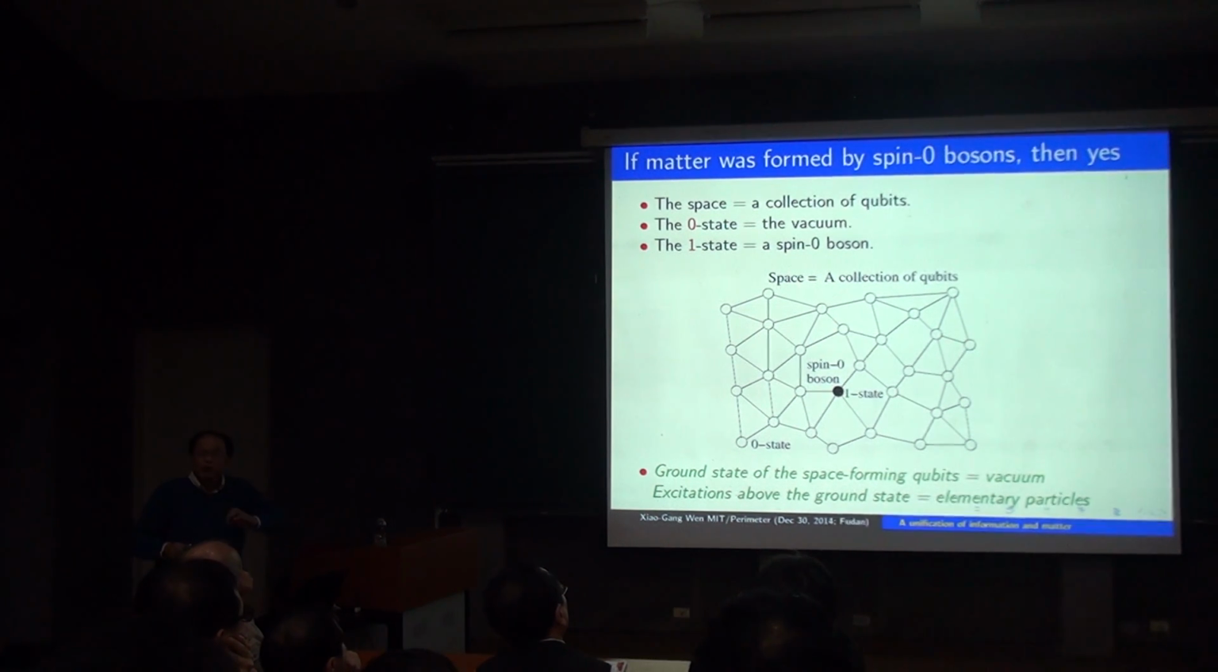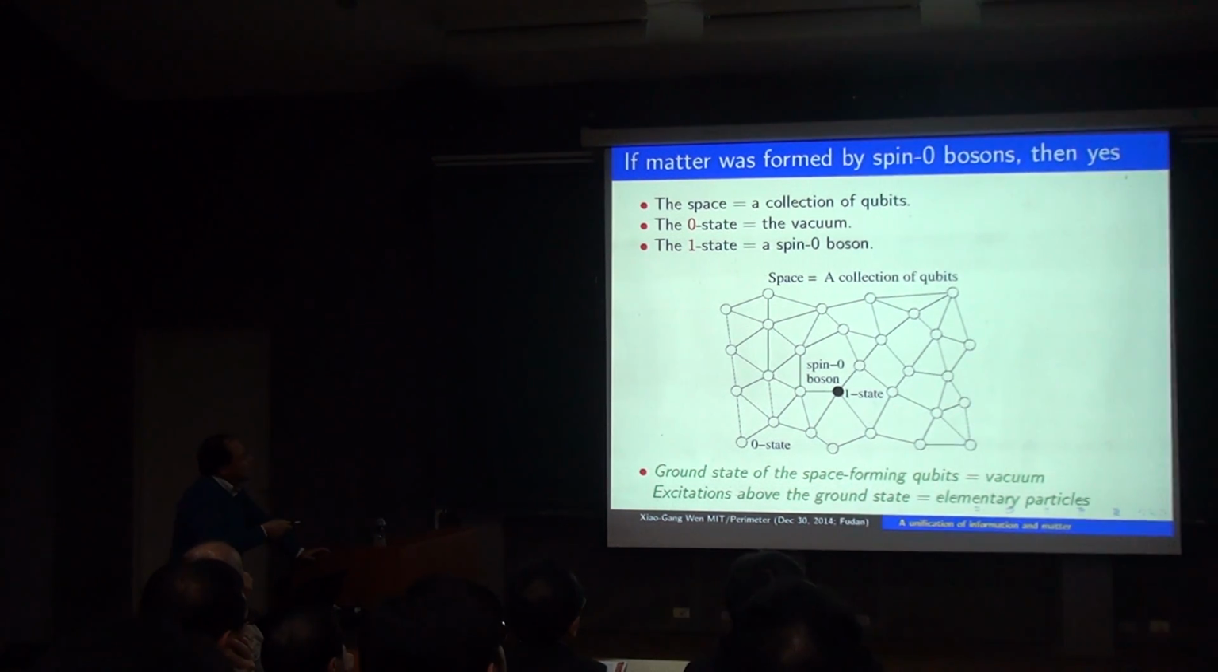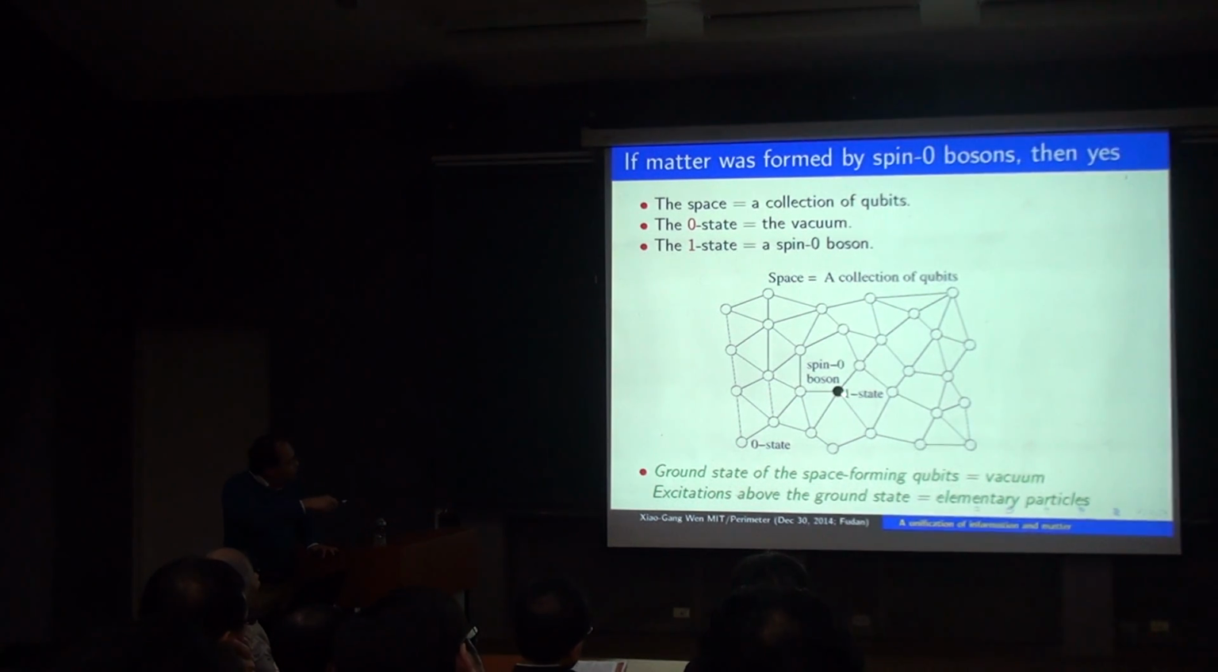So space itself is like a medium, it's qubits. And if there are no qubits, there is no sense of space. So you cannot ask what is between two qubits, because the sense of space is coming from the qubits. Without qubits, there's no space. Okay. And then we can say that if all the qubits are in the zero state, that's like a vacuum. That's a background. If one of the qubits equals one, then this represents a spin zero boson.